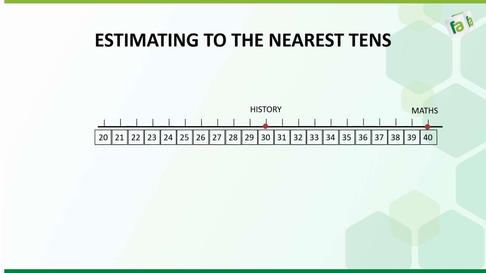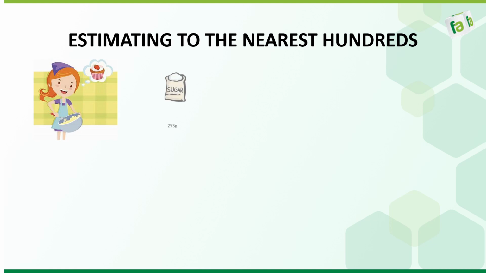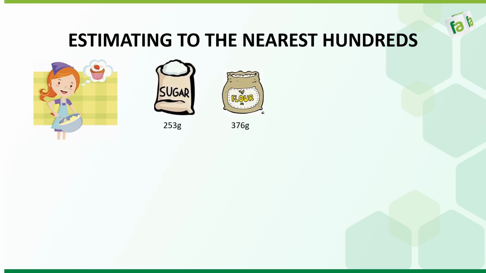Now, Emily wants to bake a cake. She needs 253 grams of sugar, 376 grams of flour and 110 grams of cocoa powder. How much quantity of each ingredient should she buy to bake a cake?